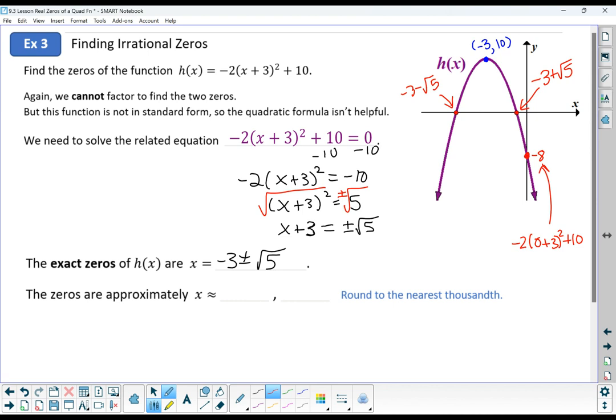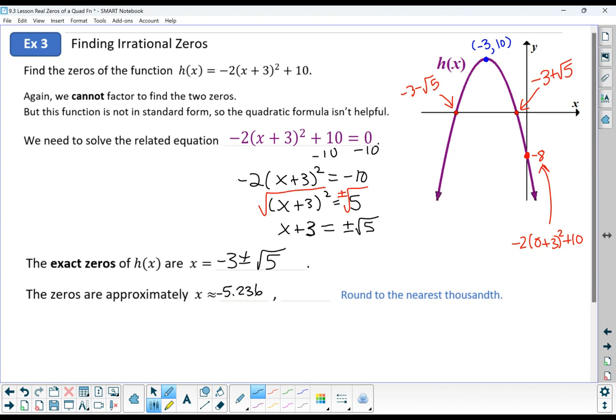Okay, let's see. So -3 plus or minus the square root of 5, that's my exact zeros. So let's go ahead and get those approximate zeros, those decimal answers. The first one would be -5.236.